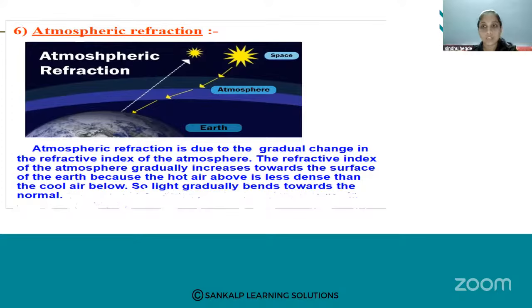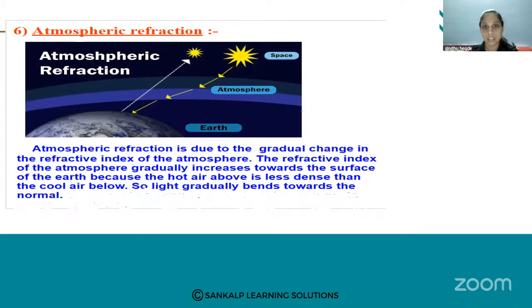We know the definition of refraction. Refraction is nothing but the bending of light when it passes from one medium to another medium. We know the definition, isn't it? Then what about atmospheric refraction? This is nothing but the bending of light when it passes through the Earth's atmosphere. That is called atmospheric refraction.